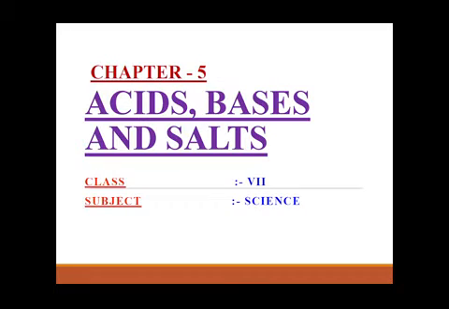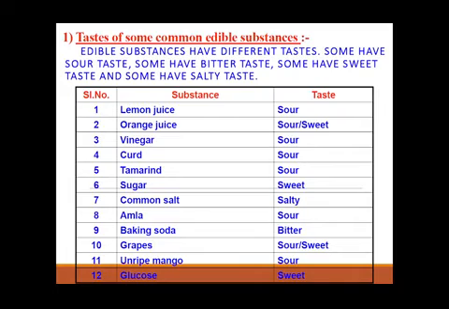Dear students, today we are going to start chapter number 5, acids, bases and salts. First of all, whatever things we are eating, they all have certain taste. Some things taste sour, some sweet, some salty and some bitter. So let us see what are the common substances in our day-to-day life and what are their tastes.